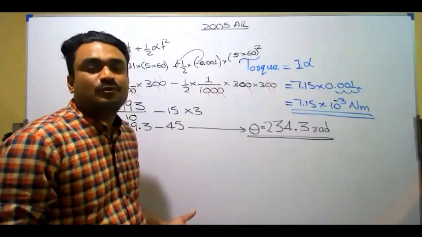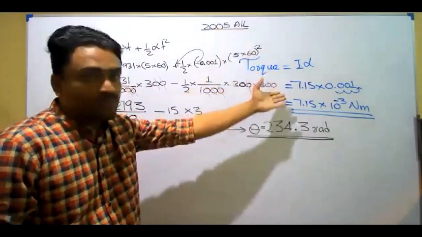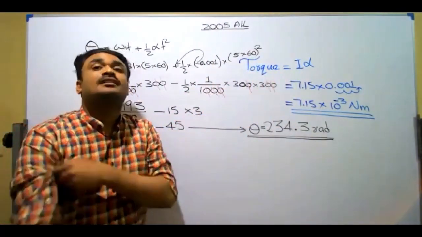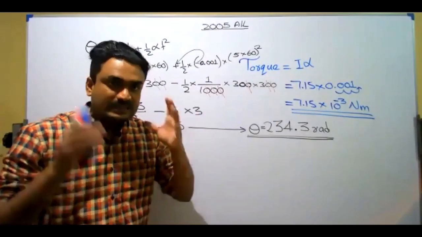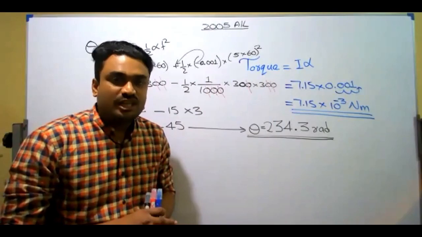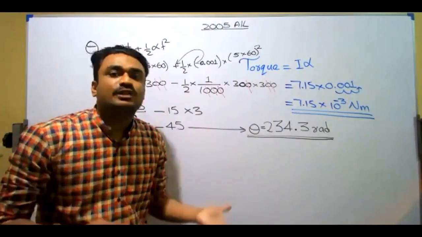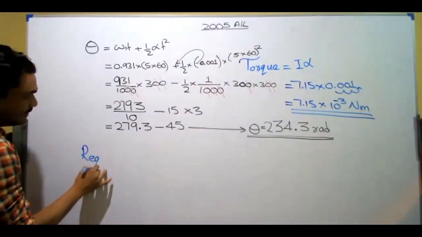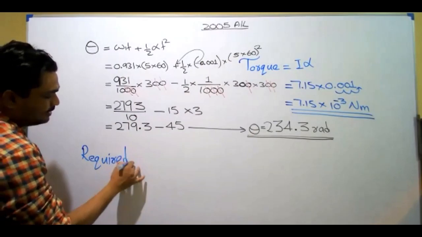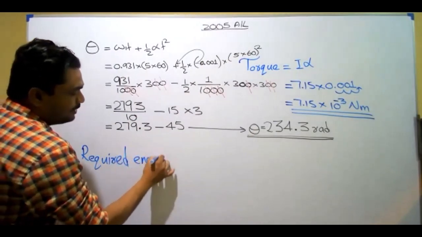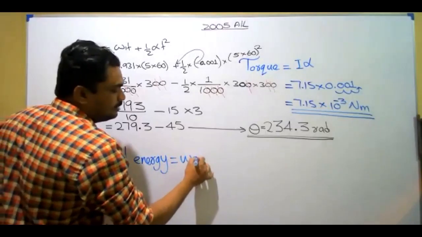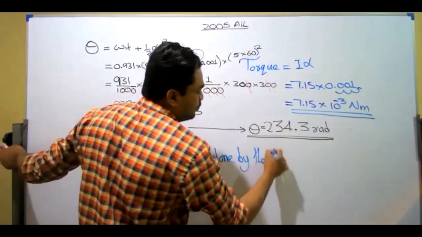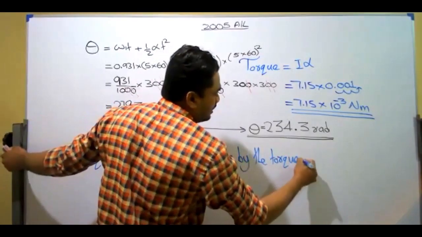The amount of energy needed for this process is equal to the amount of work done. So you should know that work done is the change in kinetic energy. We have proved it in our linear motion mode. Work done is equal to the change in kinetic energy. So energy needed for this process is the amount of work done by the torque. So required energy equals work done by the torque.